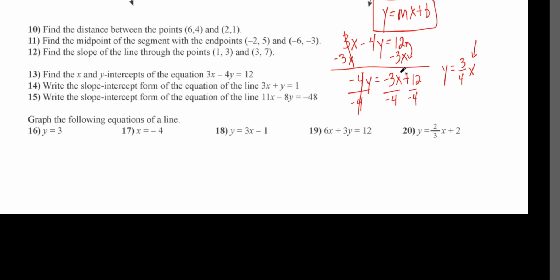Now, if I saw it here and you didn't put it in the answer, I gave it to you. A couple people did that. Some people didn't have the x anywhere at all in this, so I marked it wrong. So y equals 3/4 x. What's this? 12 divided by negative 4. It's negative 3, and that's your answer. That's the answer, right there.